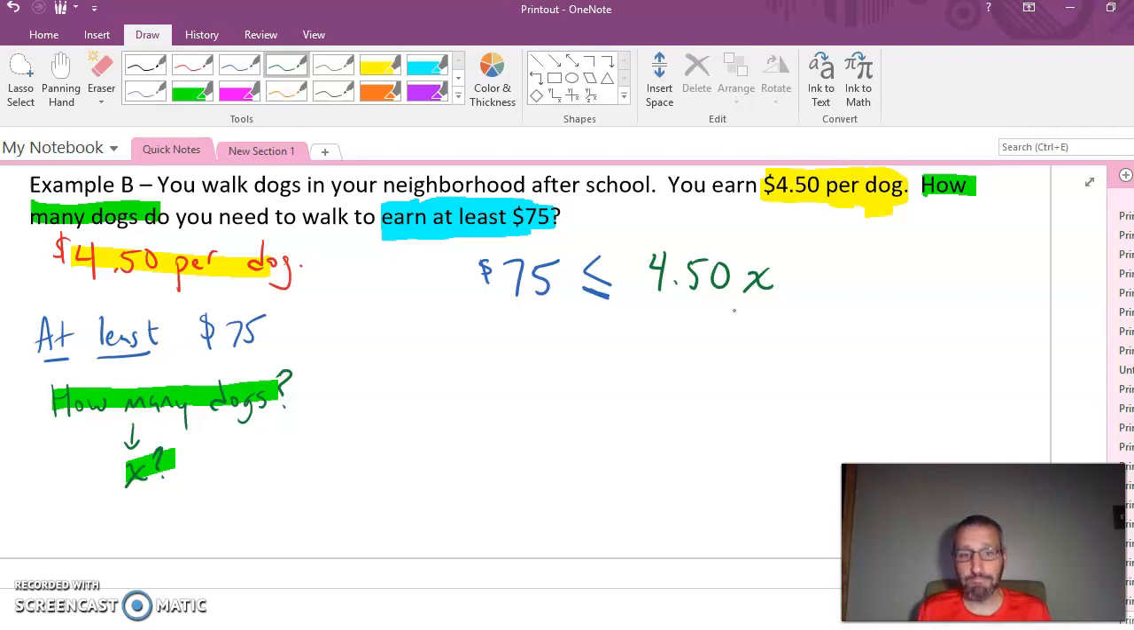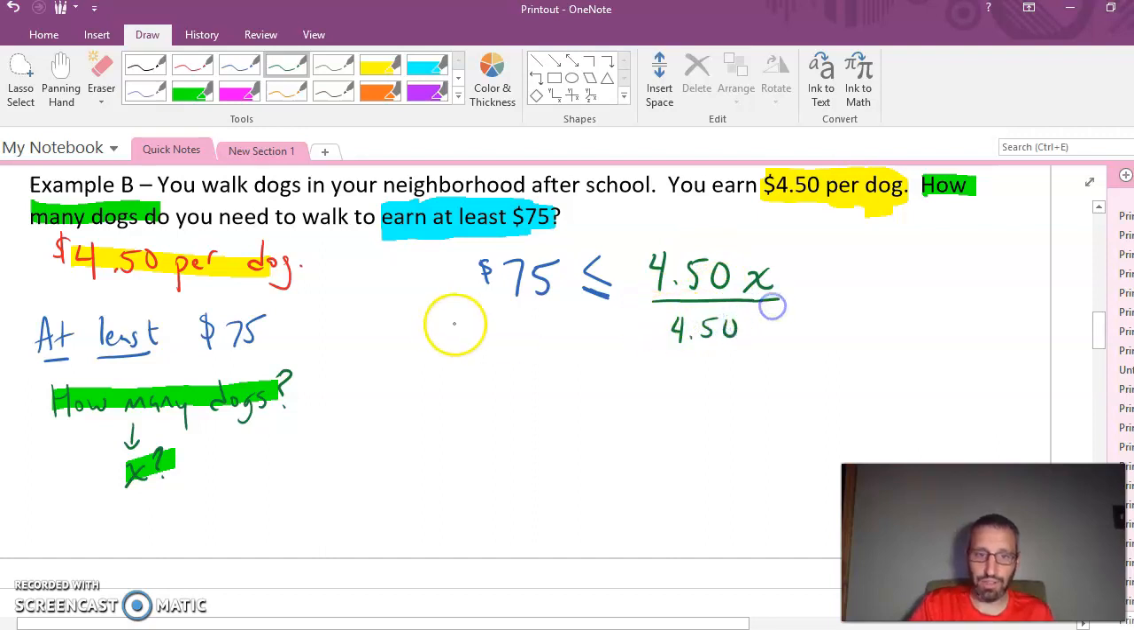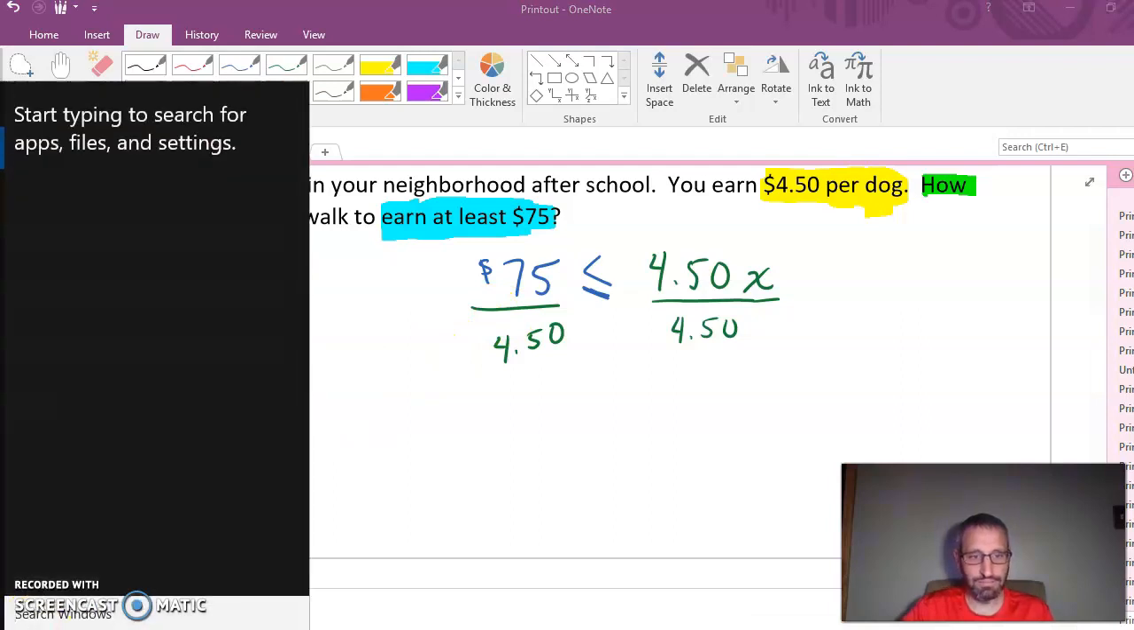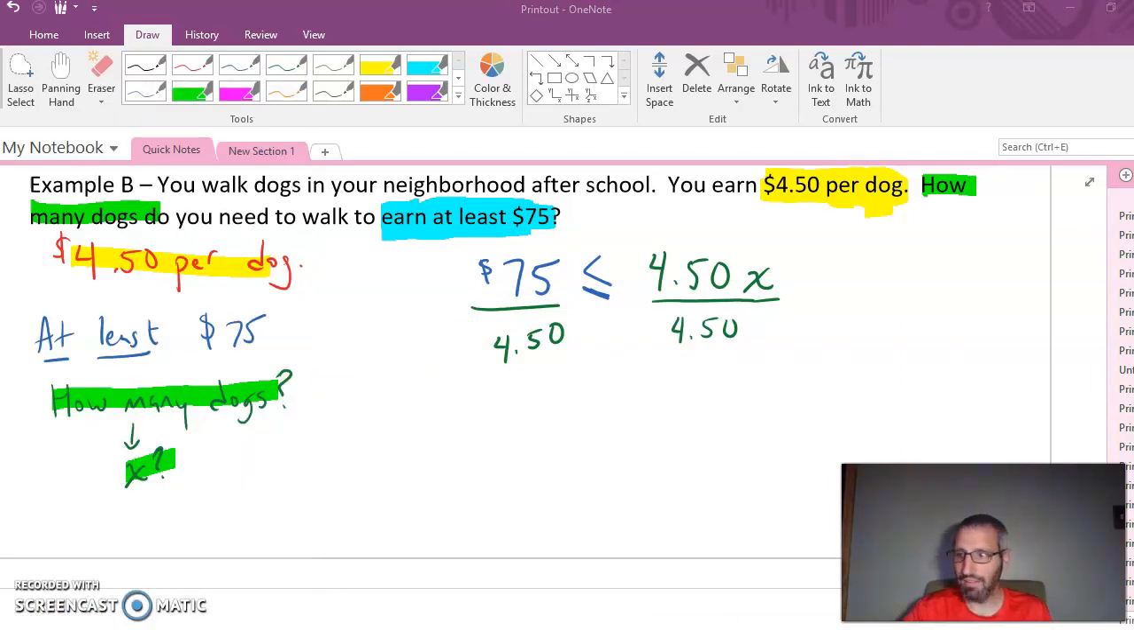All right? Inequality set, ready to go. So let's go ahead and solve that inequality, right? We can take $4.50 and divide it on both sides, right? To be able to see what we need to do here. And, boy, calculator for this one, right? I would say bring up a calculator on this and divide that out.